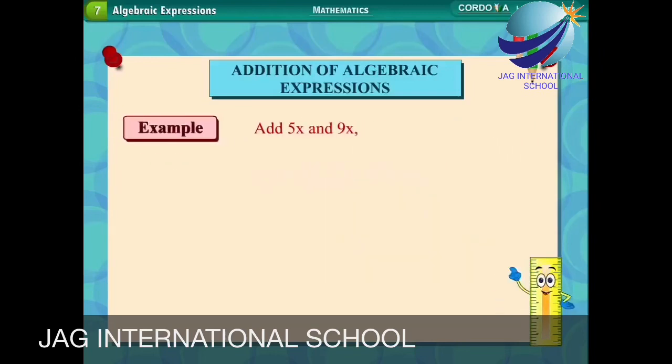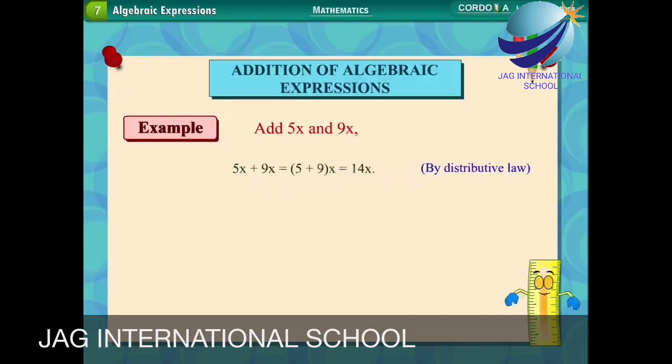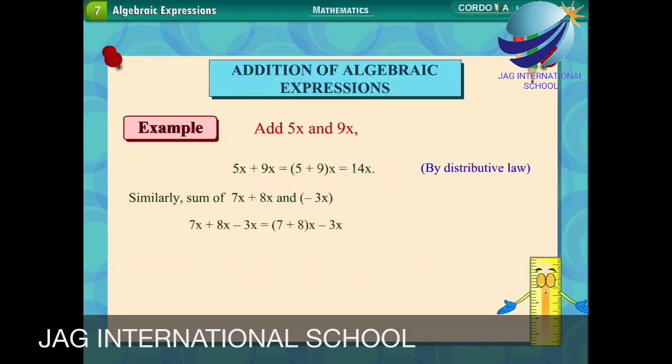Example, add 5x and 9x. 5x plus 9x is equal to (5 plus 9)x, which is equal to 14x, by distributive law. Similarly, sum of 7x plus 8x and minus 3x. 7x plus 8x minus 3x is equal to (7 plus 8)x minus 3x, which is equal to 15x minus 3x, which is equal to (15 minus 3)x, which is equal to 12x.